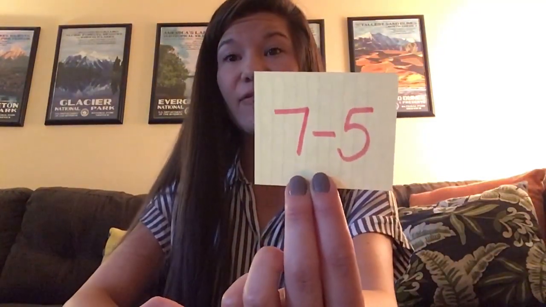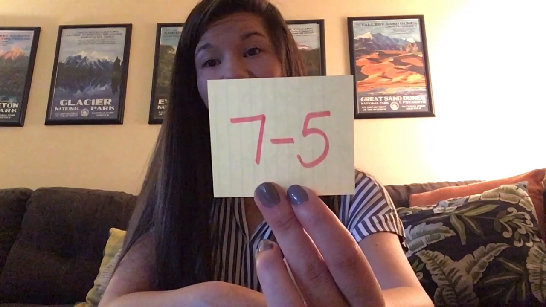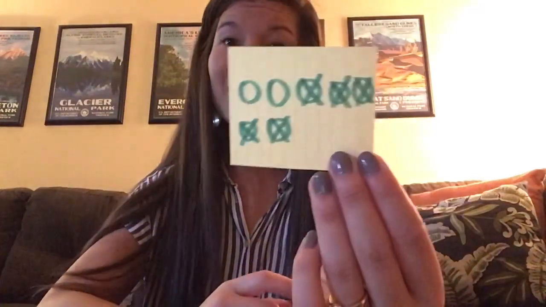All right, our last equation is 7 minus 5. 7 take away 5. All right, first let's draw the picture. Go ahead, draw a picture that matches 7 take away 5. When you're finished with your picture card, let's check and make sure that it makes sense.